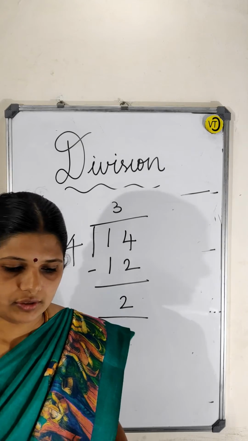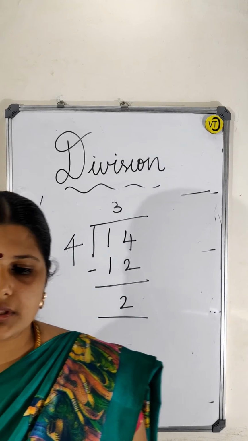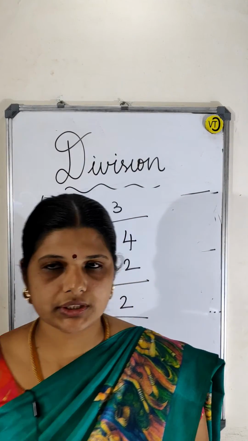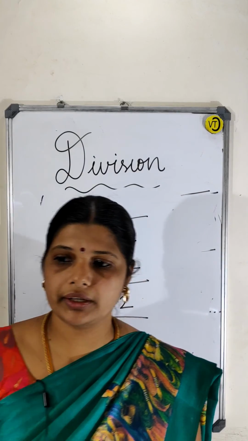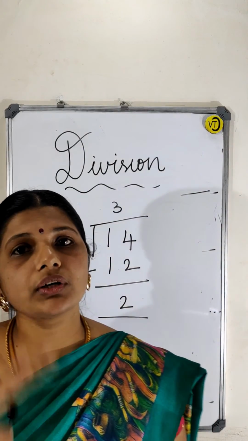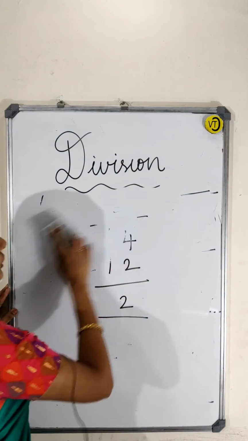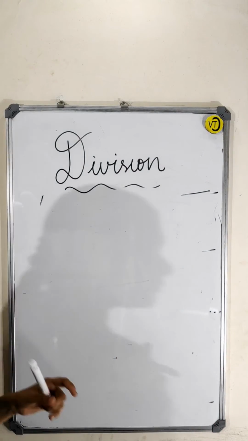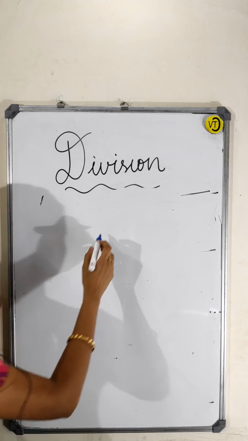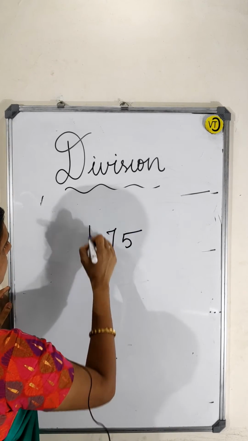Now one by one I am going to do the sums: division of a 2-digit number by a 1-digit number, division of a 3-digit number by a 2-digit number, division of a 4-digit number by a 2-digit number, right? Now the first one is division of a 2-digit number. 75 divided by 5.